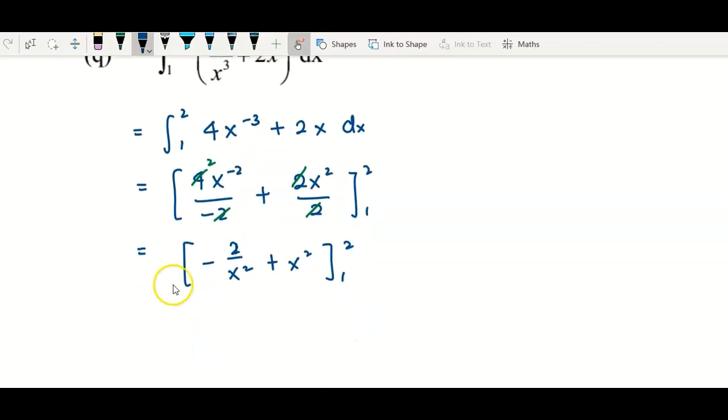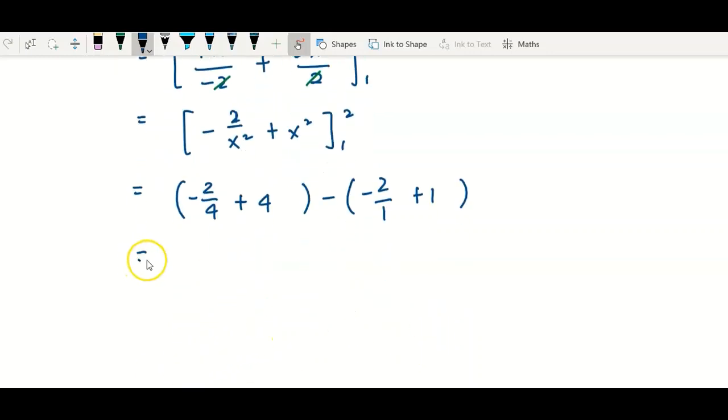Alright, and now you need to provide two brackets just to substitute. For the substitution of the upper limit, substitute 2 into x, you have negative 2 over 4 plus 4. And for the lower limit, you get negative 2 over 1 plus 1. Simplify it, you get 9 over 2.